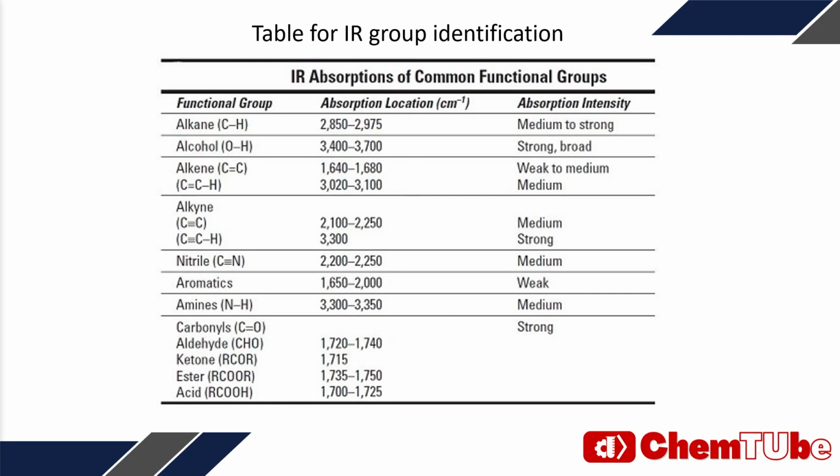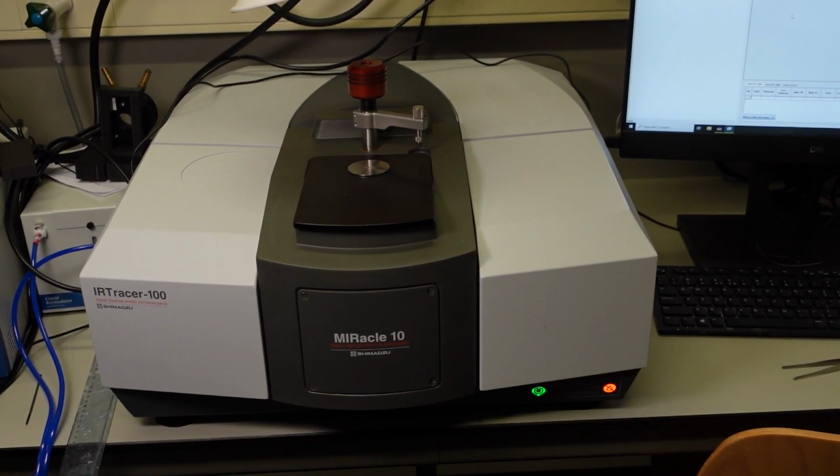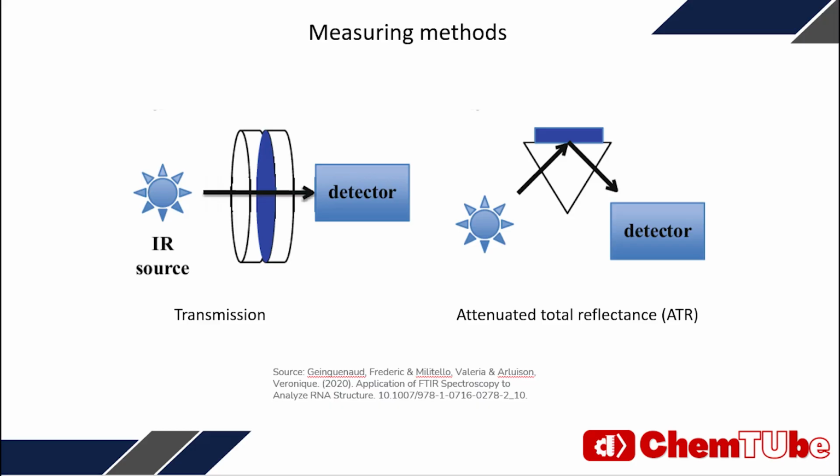Also keep in mind, only bonds that create a dipole moment are IR active. Let's now have a look at the IR spectrometer. It can be of various sizes, but most of the time it looks something like this. The instrument has different ways of measuring samples, dependent on the properties of the sample. We will be looking at transmission and ATR, or attenuated total reflectance.